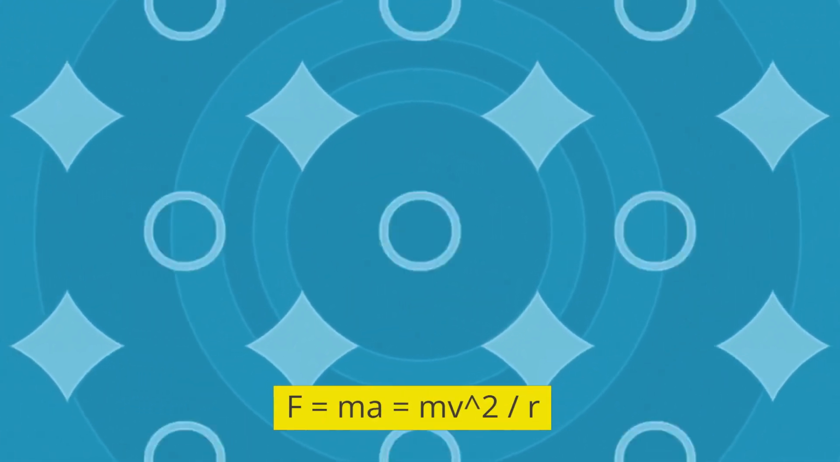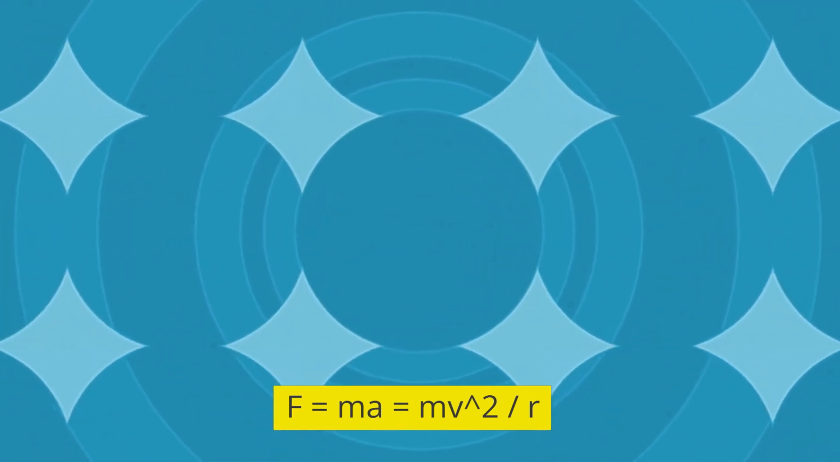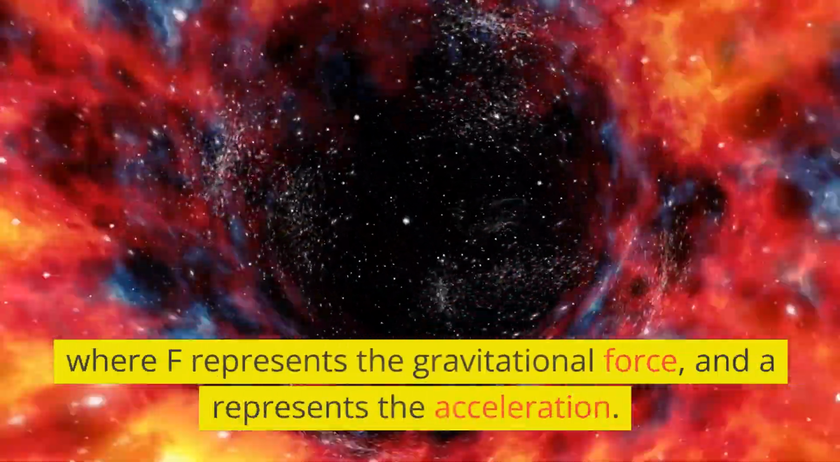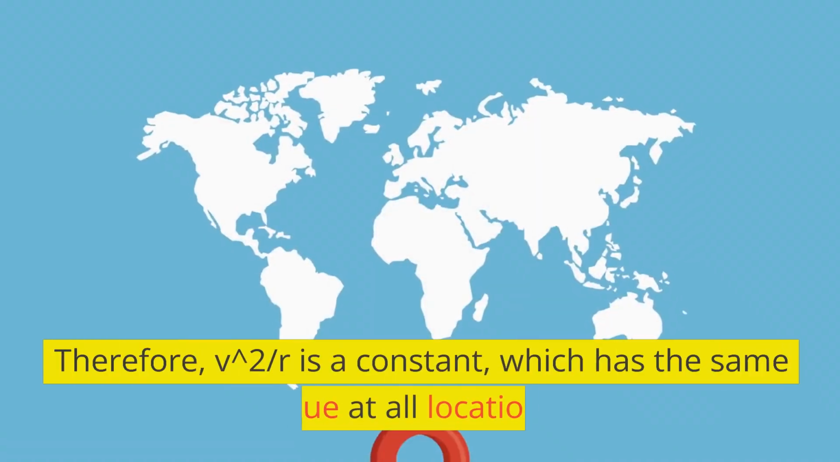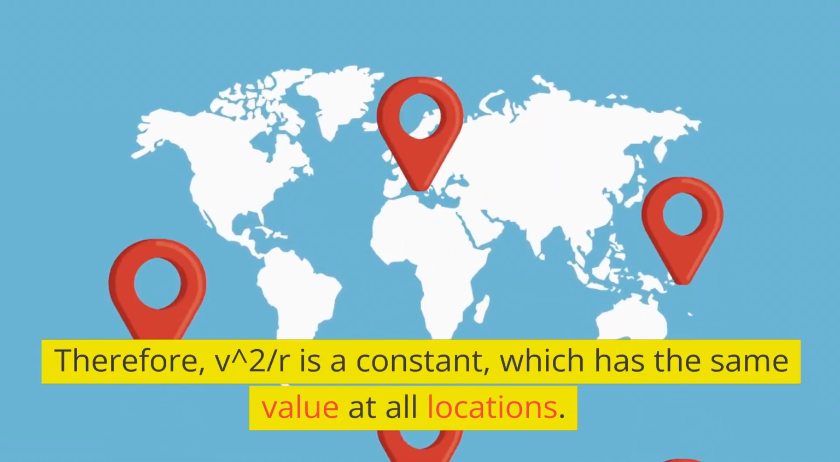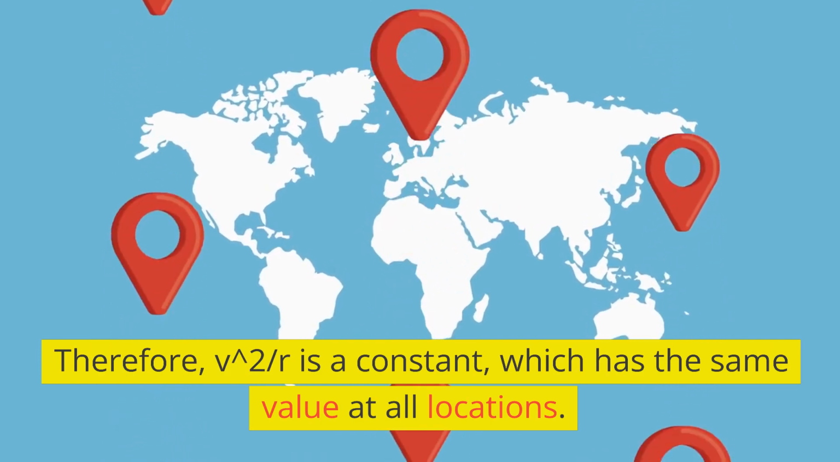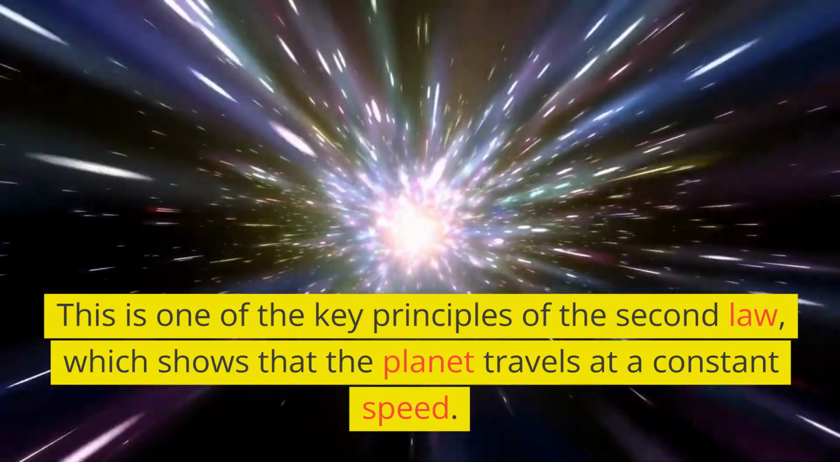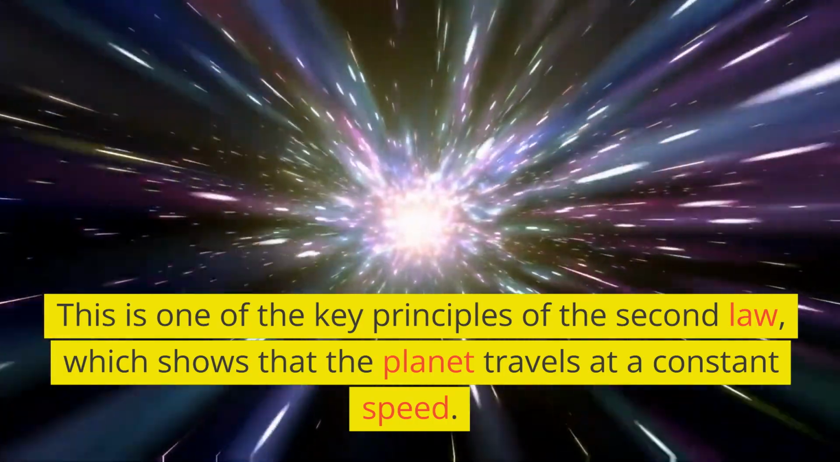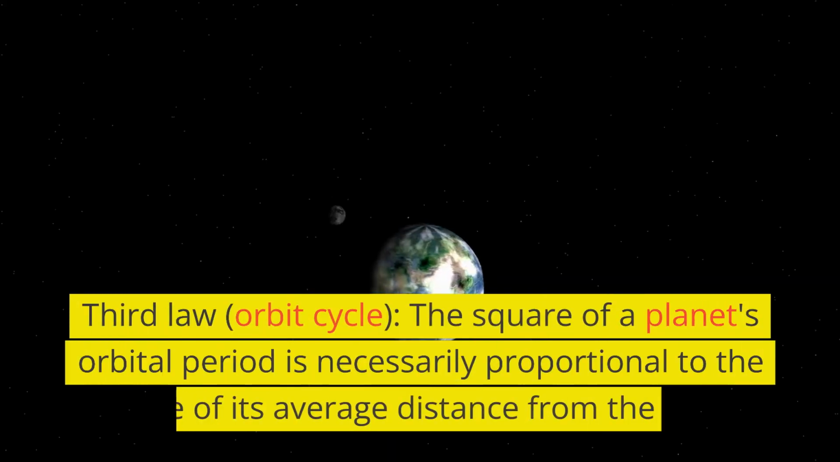F equals ma equals mv squared / r, where F represents the gravitational force, and a represents the acceleration. Therefore, v squared / r is a constant, which has the same value at all locations. This is one of the key principles of the second law, which shows that the planet travels at a constant speed.